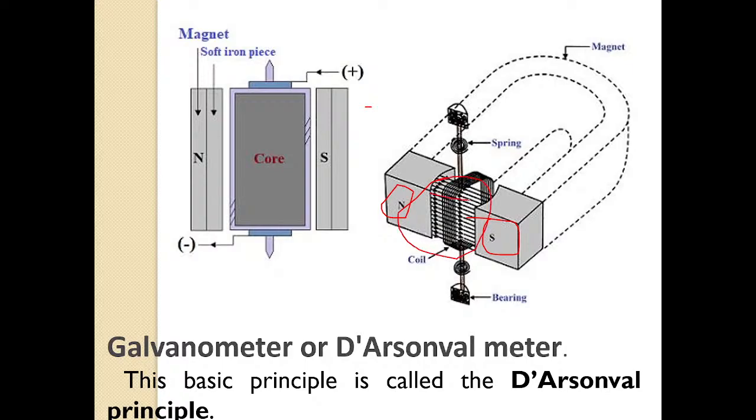You can see straight lines traveling from north to south. These are the magnetic flux lines traveling from north to south. So they are the stationary magnetic field. Okay. So when this coil, you can see.